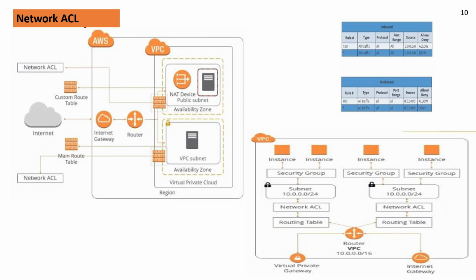The NACL is imposed at the subnet level, and security groups are applicable at the instance level. So the NACL acts as a firewall for controlling the traffic flow to and from one or more subnets, and it can be set up with rules similarly to how we did in the security group.